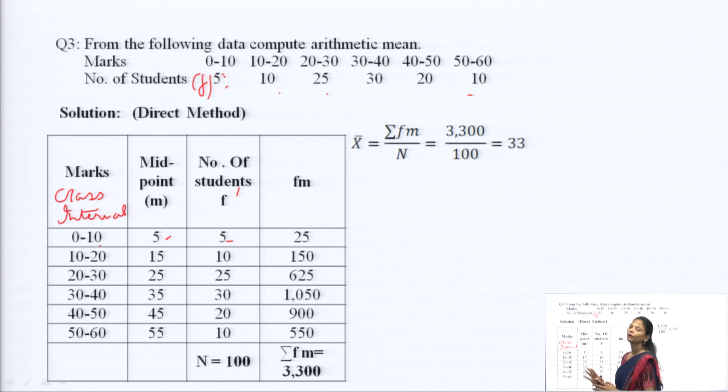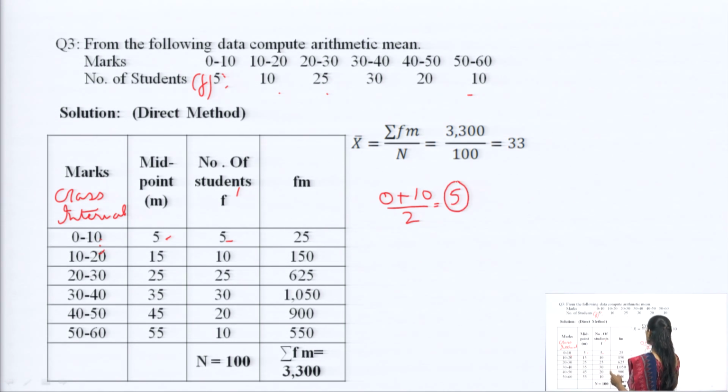Now, what is called a midpoint? When we have these kinds of questions, when the class interval is given to you, you are supposed to find the midpoint of the class interval. That means of 10 and 0. What is the midpoint between 10 and 0? If we count, 5 is the midpoint. 5 is the number which is in the middle of 0 and 10. We calculate the midpoint by doing 0 plus 10 divided by 2, which is equal to 5. So this 5 becomes the midpoint here.